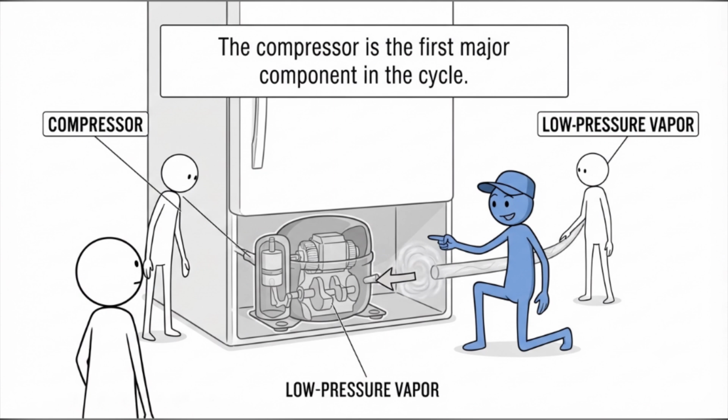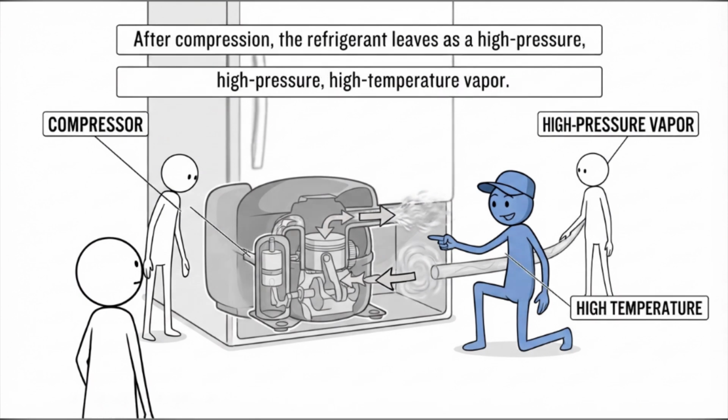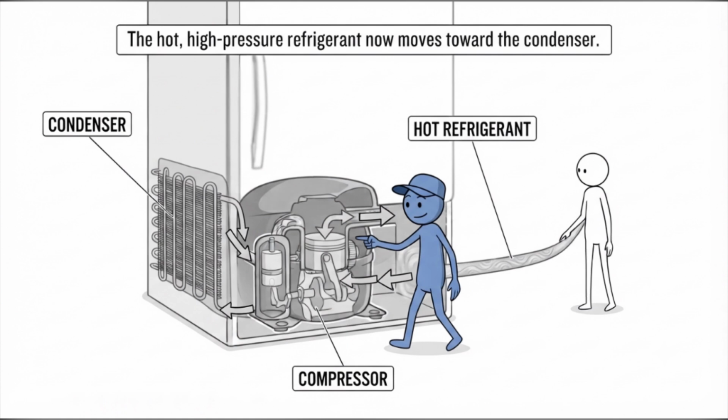The first major component in this cycle is the compressor. The compressor is usually located at the lower rear section of the refrigerator. Its job is to take in refrigerant vapor and compress it. When the vapor is compressed, its pressure increases. Its temperature also increases, so the refrigerant leaves the compressor as a high-pressure, high-temperature vapor.